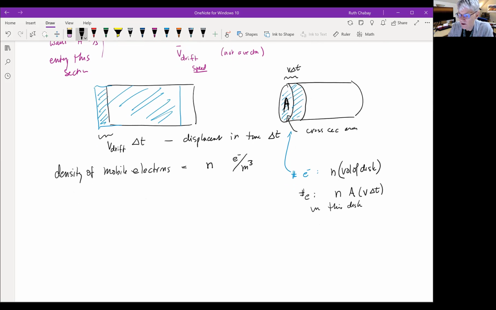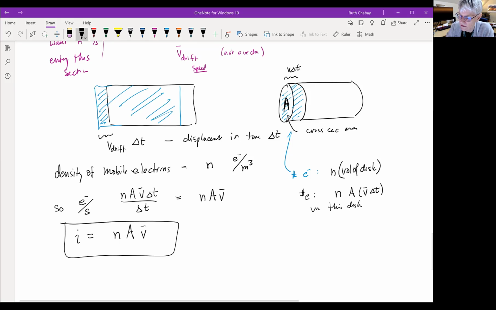And so the number of electrons per second flowing past the ends is just n A v delta t divided by delta t, the time it took. And so it's just n A times the drift speed, the average drift speed. So actually the electron current in a wire is just the density of mobile electrons times the cross-sectional area of the wire times the drift speed of the electrons.